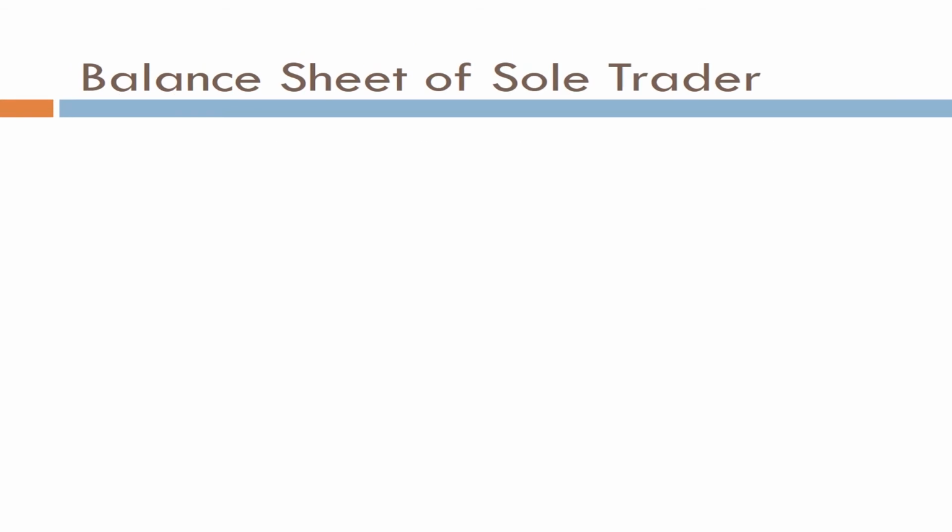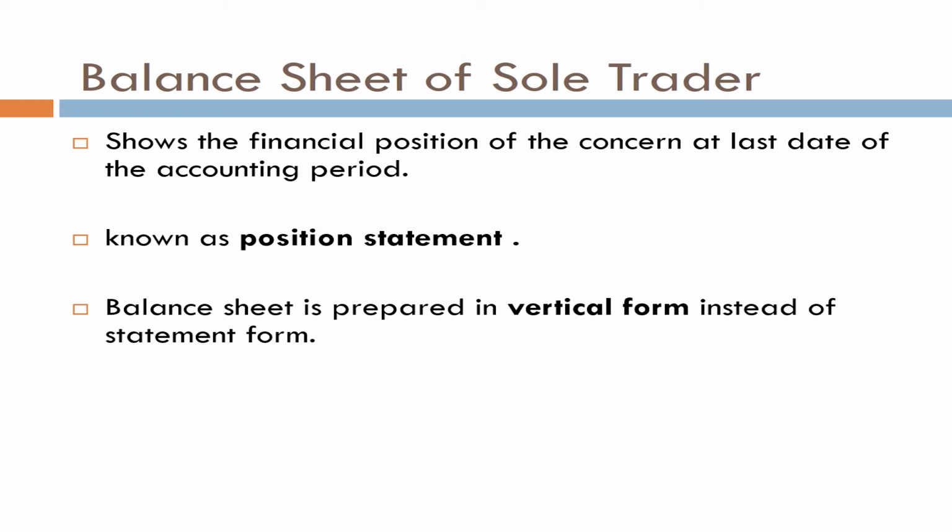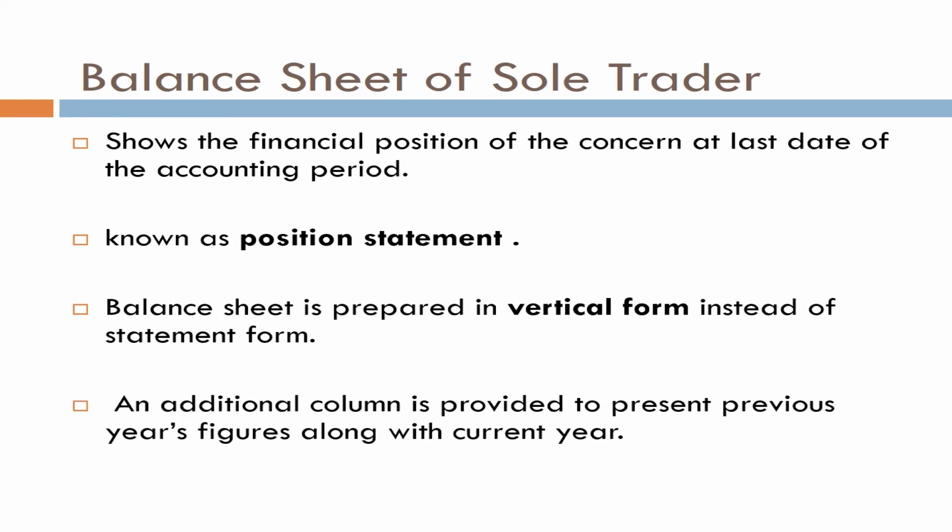Now, the balance sheet of a sole trader. The balance sheet shows the financial position of the concern at the last date of the accounting period. It is also known as the position statement. Like other financial statements, the balance sheet is generally prepared in vertical form instead of statement form. An additional column is provided to present the previous year's figures along with the current year.